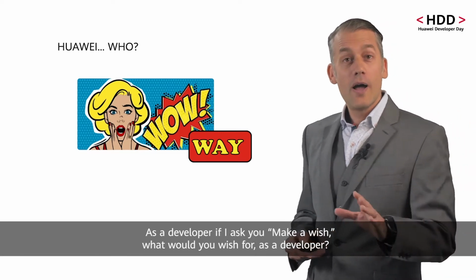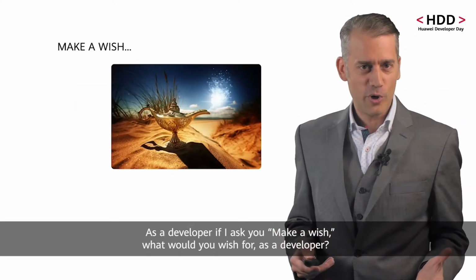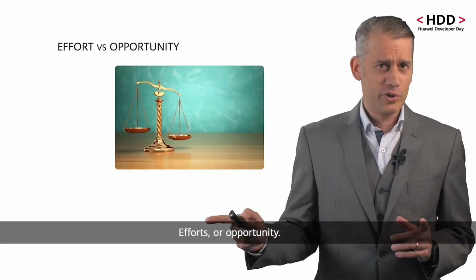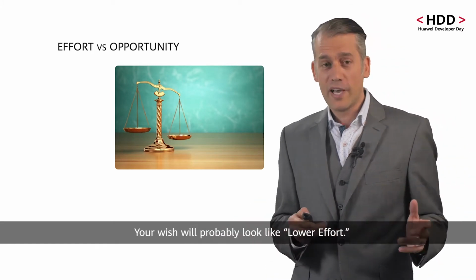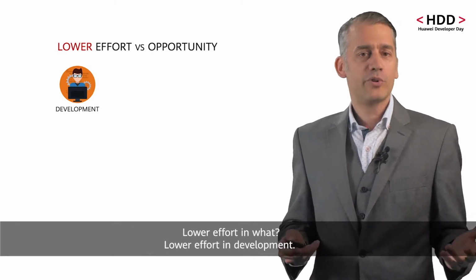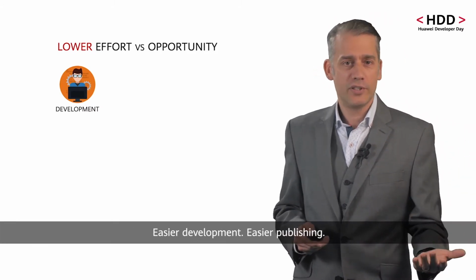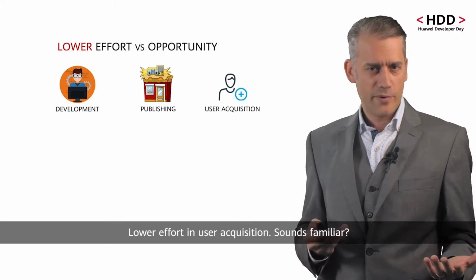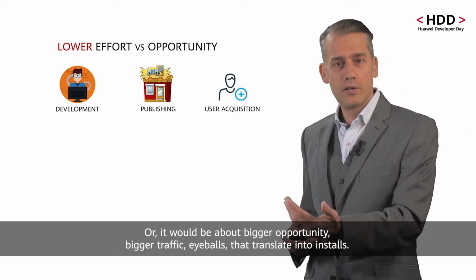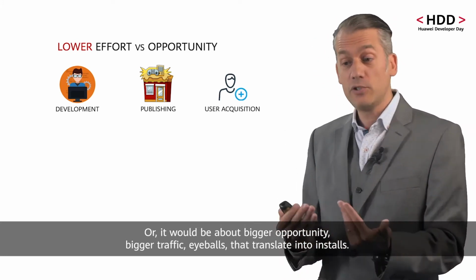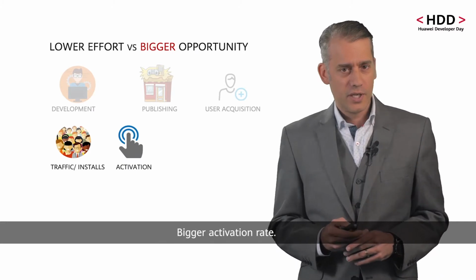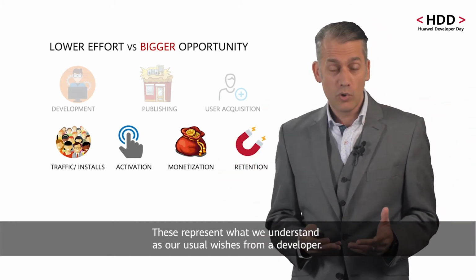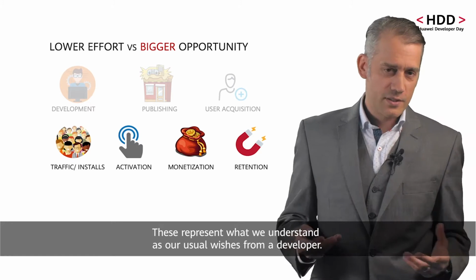As a developer, if I ask you, make a wish, what would you wish as a developer? Think. Probably you would wish something related to two dimensions, effort or opportunity. Your wish will look like probably lower effort. Lower effort in what? Lower effort in development, easier publishing, lower effort in user acquisition. Sounds familiar? Or it would be about bigger opportunity, bigger traffic eyeballs that translate into installs, bigger activation rate, bigger monetization, and bigger retention. These could represent what we understand are usual wishes of a developer.